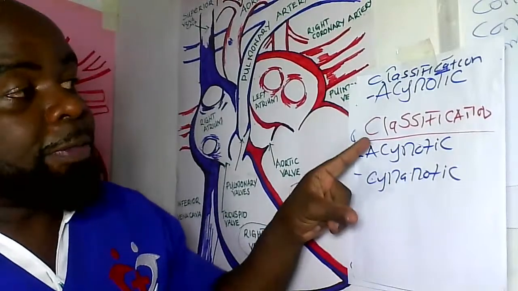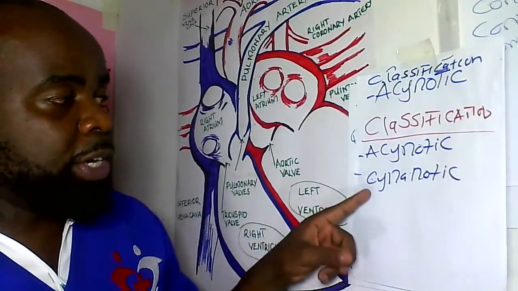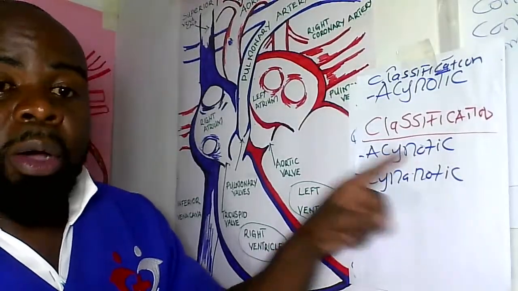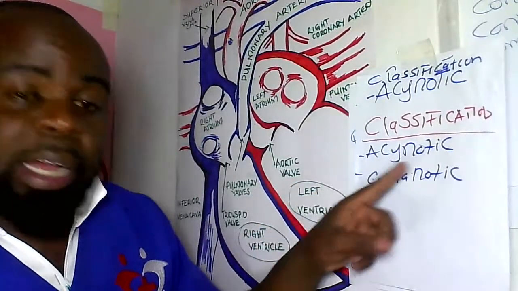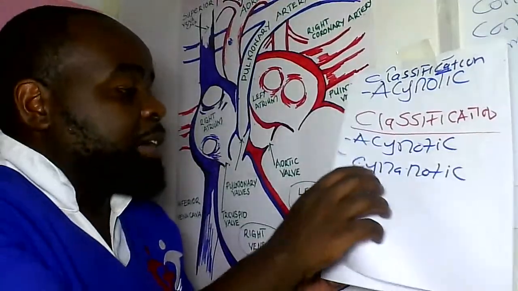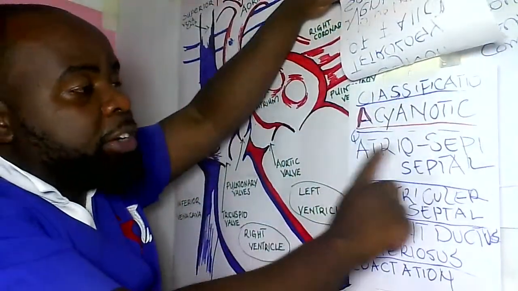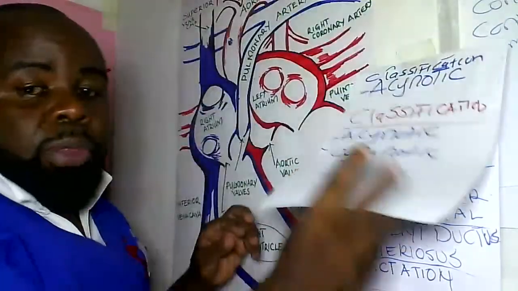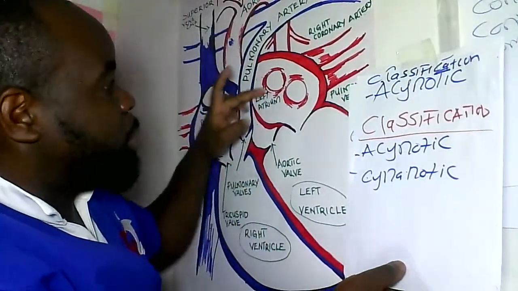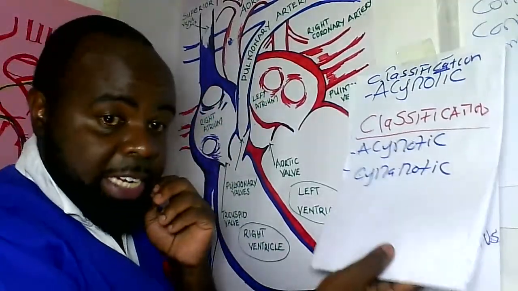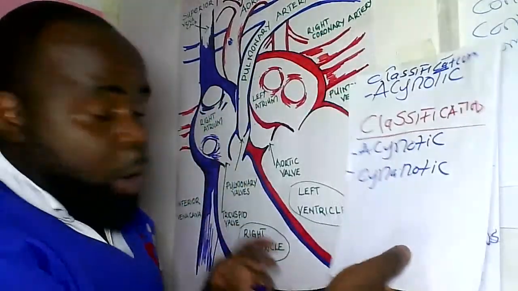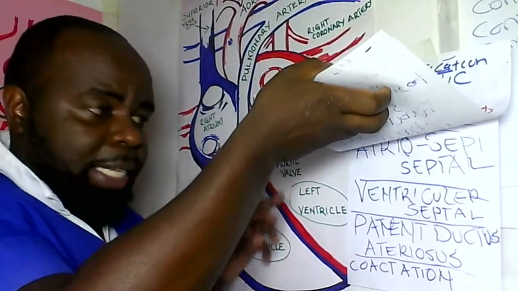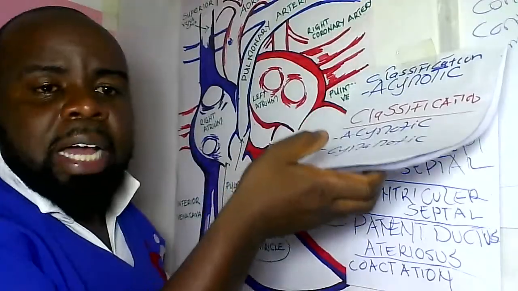Now, classifications. Acyanotic. For those that are acyanotic, they have oxygen in their blood, and we have classified them under atrial septal defects. Septal means a hole. So an atrial septal defect is a hole between the right and the left atrium. Ventricular septal defect is a hole between the ventricles. And then we have patent ductus arteriosus.